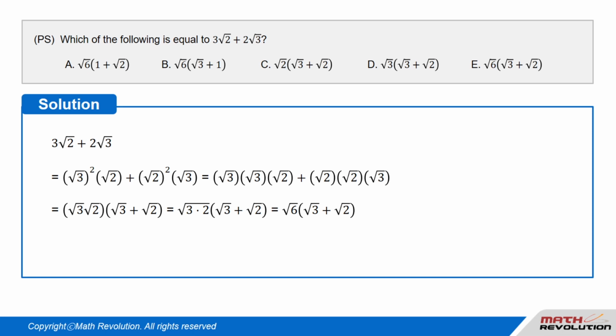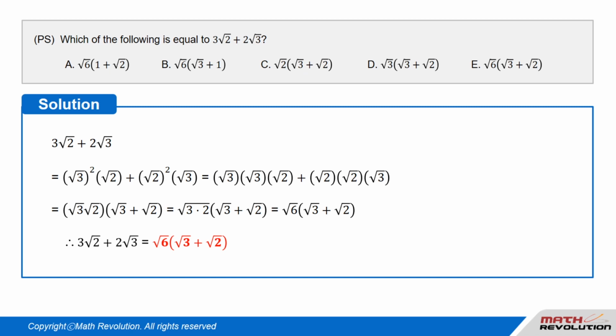equals square root of 3 times square root of 2 times (square root of 3 plus square root of 2) equals square root of 3 times 2 times (square root of 3 plus square root of 2) equals square root of 6 times (square root of 3 plus square root of 2).